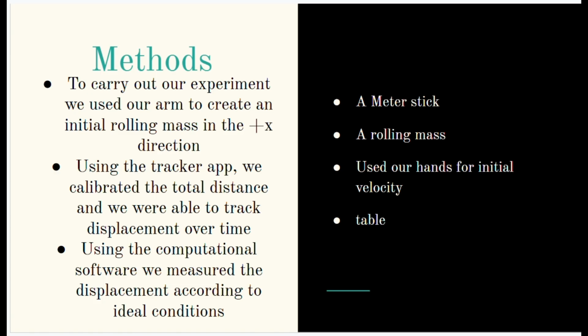We then compared the actual results with the results we obtained from the kinematics equation above. In order to carry out our experiment, we used our hand to create an initial rolling mass in the plus x direction. Using the Tracker app, we calibrated the total distance, and we were able to track displacement over time. Then using the computational software, we measured the displacement according to ideal conditions. The exact equipment we used was a meter stick, a rolling mass, our hands for initial velocity, the table, and the computational software.